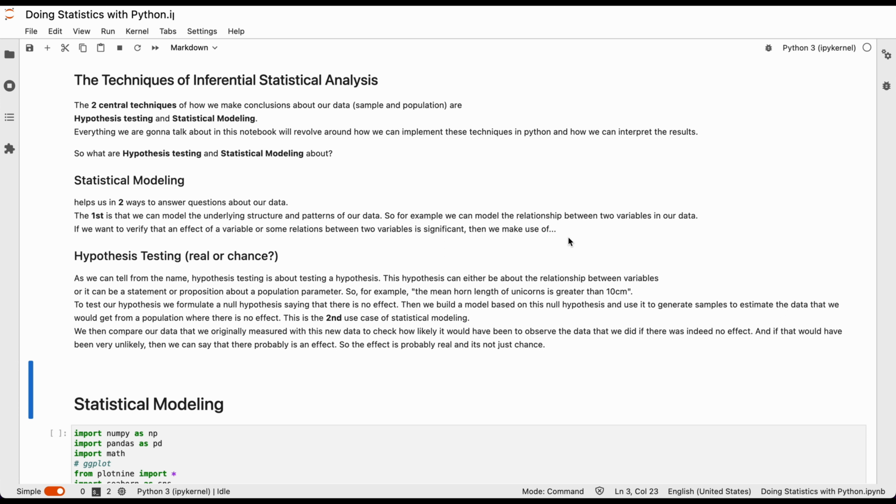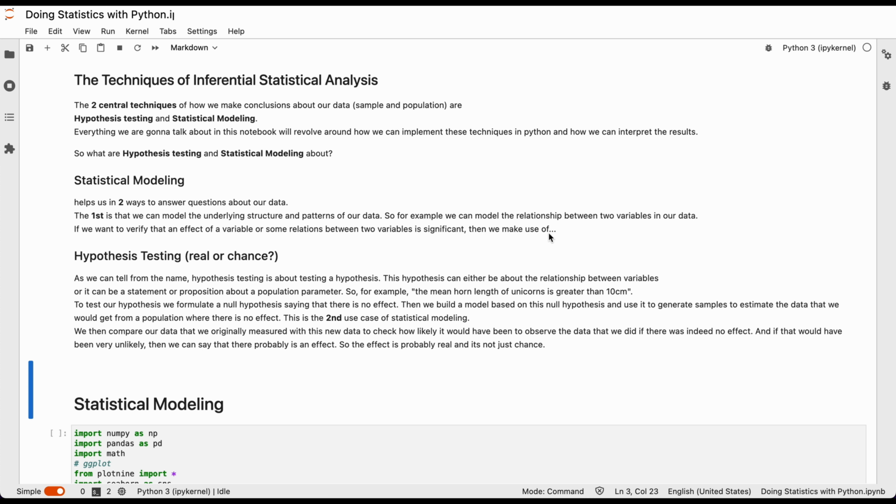Now as we generate data from this model, there will be cases where we get horn lengths that are greater than 10 centimeters. So maybe 50% of the times the mean will be greater than 10, and then let's say 20% of the times the mean will be greater than 11. And as the mean increases, of course, the likelihood goes down.